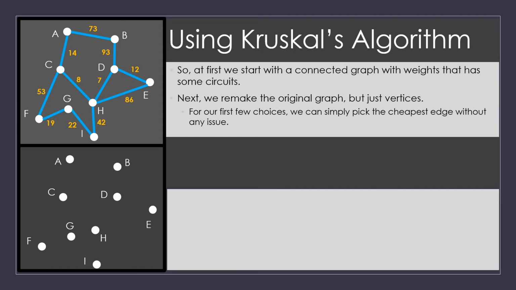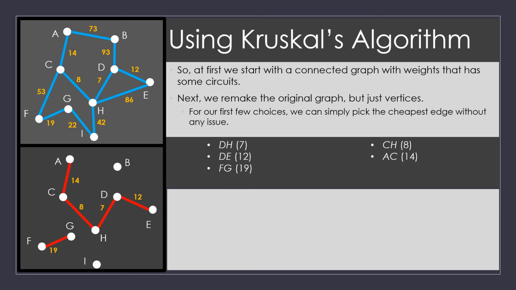Keep doing that. So we've got DH, because 7 is the absolute smallest number on the list, so we start with that. And there we go, no circuits. CH, well, that's right next door, but that's okay. That's still not a circuit. It's just a slightly longer path, which is fine. Followed by DE, that's a 12. Followed by AC, which is 14. Followed by FG, because 19 is the next smallest in the graph.